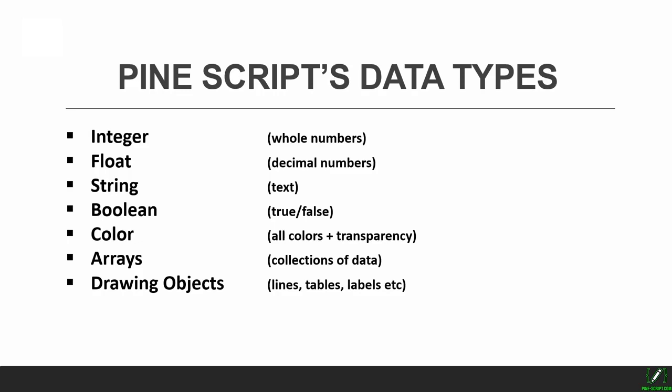Integers and floats are just numbers. We'll be working with them a lot. Strings are just text. We won't be working with strings very often, but when we get to labels and tables and that sort of thing, we definitely will be. We'll be working with Booleans frequently, true and false values, and we'll obviously be working with color quite a lot. Arrays and drawing objects are not frequently used in your scripts, but we will cover them in future lessons. So that's it for our data types, and that's it for this presentation.